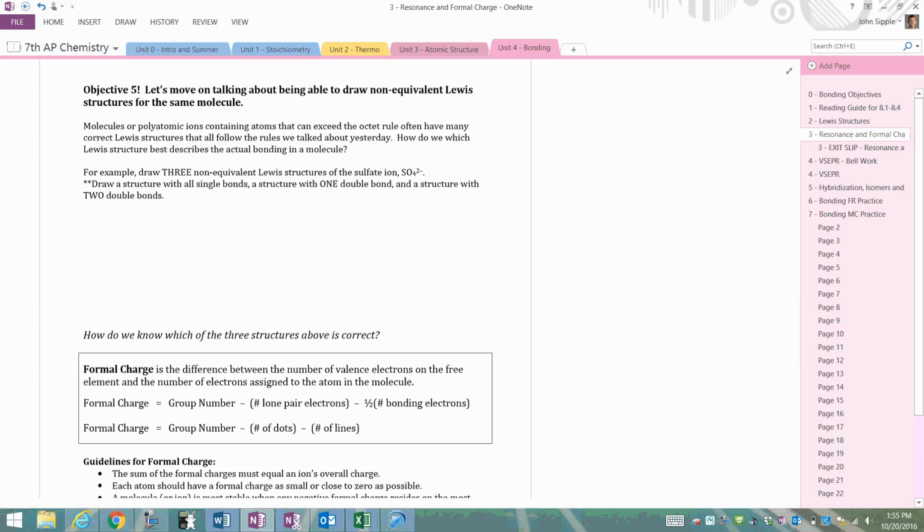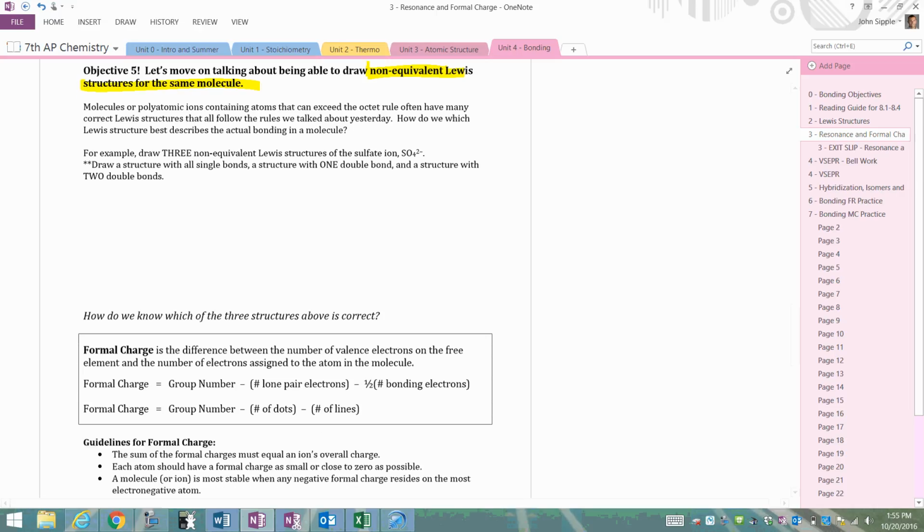So those are all equivalent Lewis dot structures, right? Because it didn't matter which way we put the double bond. It was all coming from really the same place. These ones are non-equivalent, which means they're not the same Lewis dot structures for the same molecule. So what we need to do is draw them all, and then try and figure out how we know which one's the best.